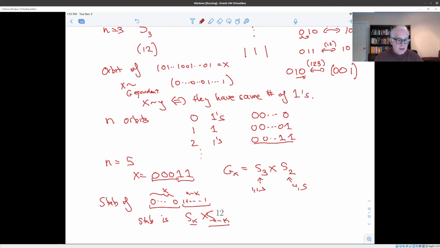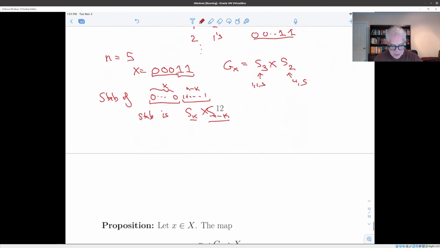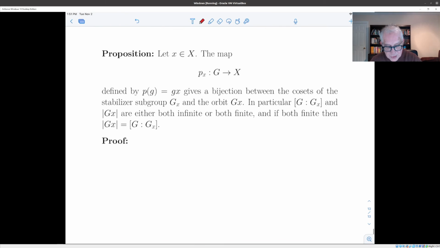Okay. The last thing I want to deal with in this section is a proposition, but I think I'm going to make that into a separate video. So the thing we're going to prove is this relationship between stabilizers and orbits, that the index of the stabilizer is the size of the orbit, and that'll be in the next video.